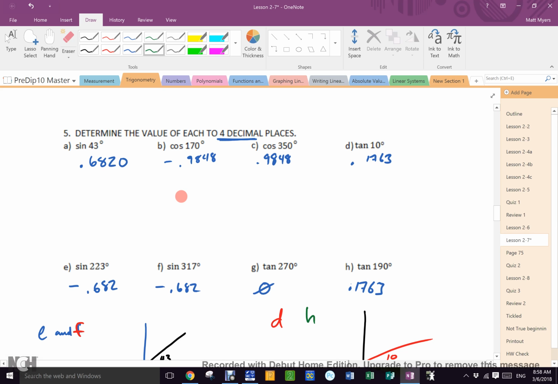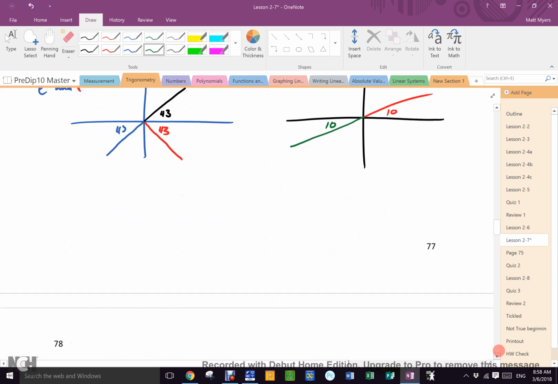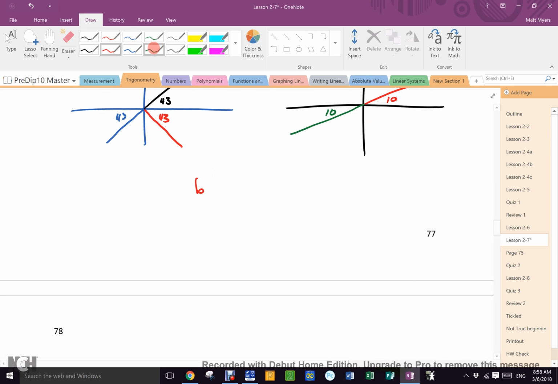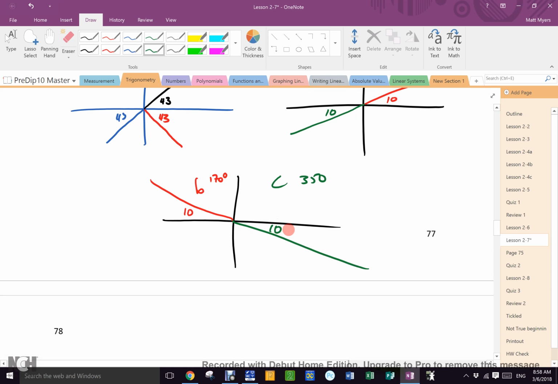And then look at B and C. Why are they opposites? 170 and 350. B was 170. Where's that? Right out here. What's the reference angle? Yeah, but it's negative x, that's why. What's the reference angle? 10. And C was 350, right? What's the reference angle? 10. Why was C positive? Because it's positive on the x-axis and it's in the cos quadrant.